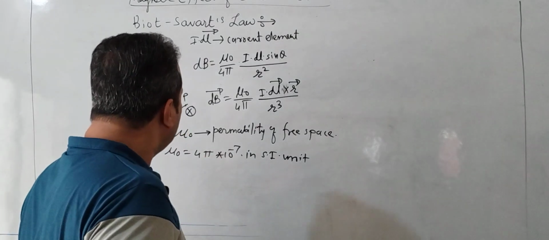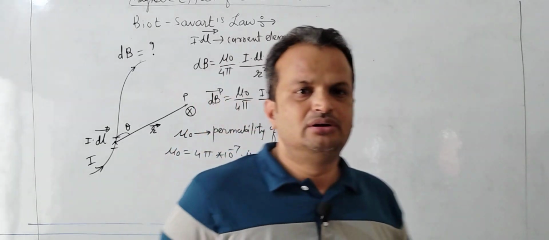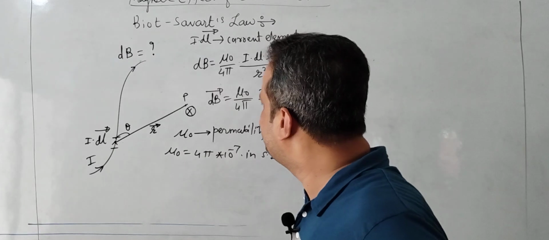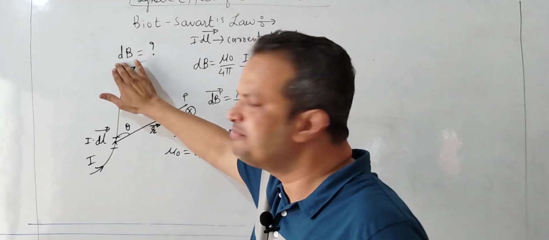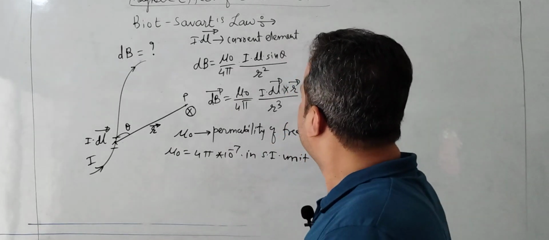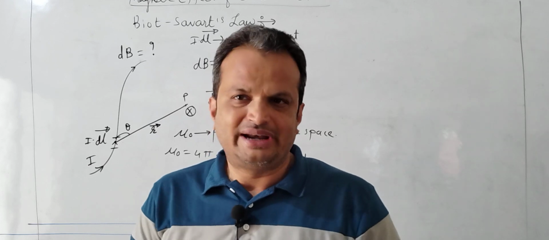Now we will not go into that much detail about this. These are the basic things. Another unit for dB, the magnetic field, is the Gauss. And 1 Gauss is equal to 10 to the power minus 4 Tesla.